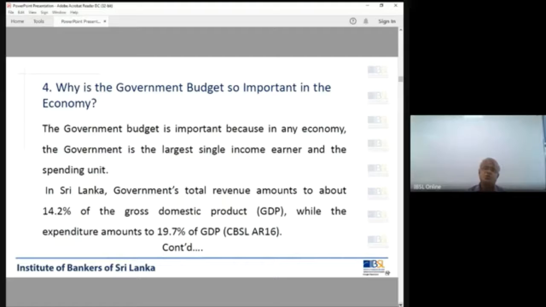In Sri Lanka, the government's total revenue amounts to about 14.2% of the gross domestic product, GDP, while the expenditure amounts to 19.7% of GDP. CBSL AR 16, Central Bank annual report 16. These are the percentages. You can go to the GDP, see how many billions, how many trillions, then take 14.2% of that, and you can see the revenue. Again, billions, trillions. You can take the GDP and calculate 19.7%, then you can see the expenditure. Huge.